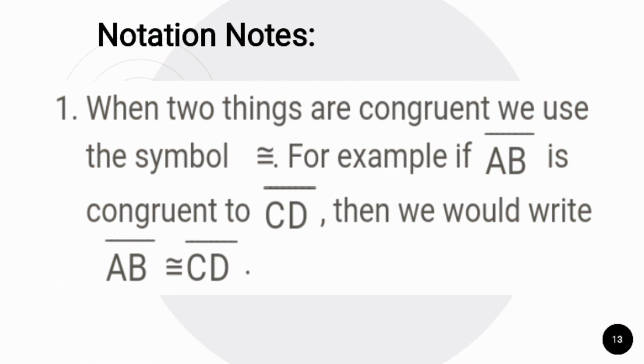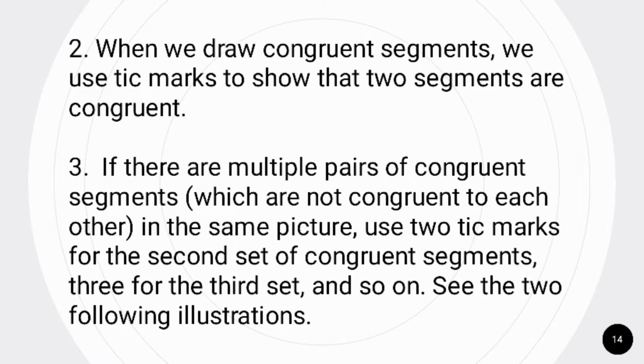Notation notes. When two things are congruent, we use the congruence symbol. For example, if line segment AB is congruent to line segment CD, then we would write segment AB is congruent to segment CD. When we draw congruent segments, we use tick marks to show that two segments are congruent. If there are multiple pairs of congruent segments which are not congruent to each other in the same picture, use 2 tick marks for the second set of congruent segments, 3 for the third set, and so on. See the 2 following illustrations.